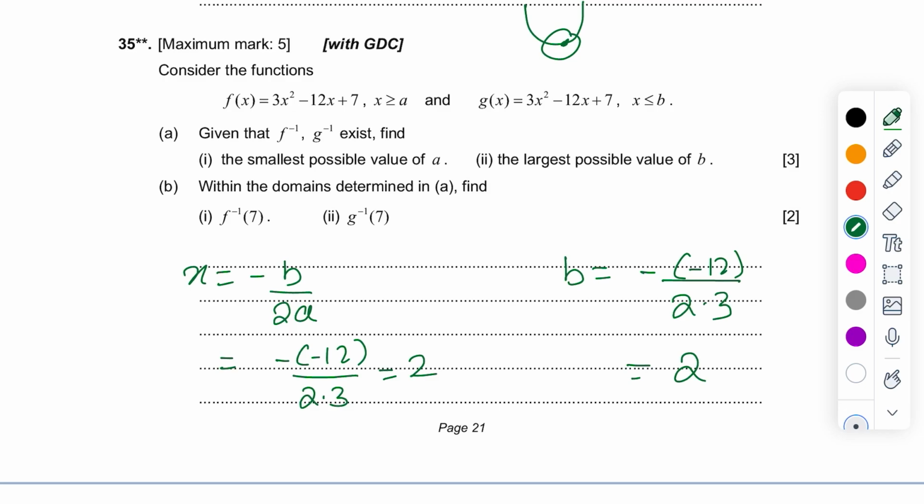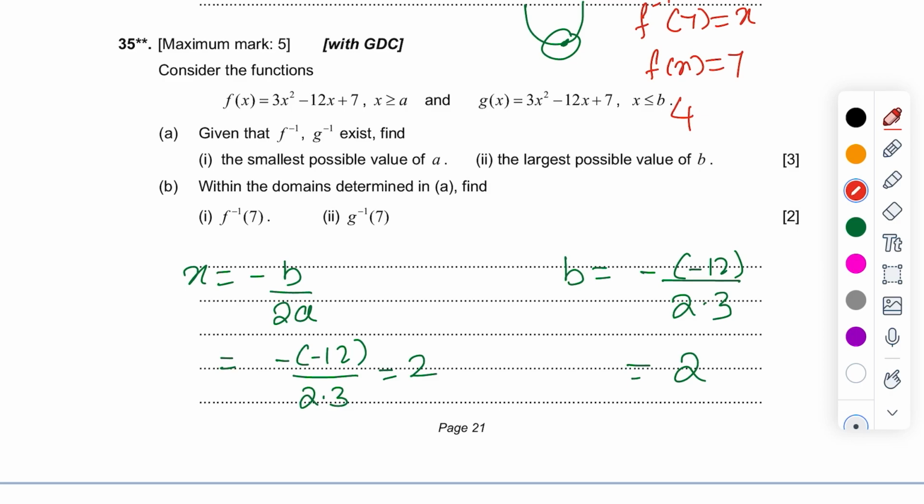Write down, within the domains determined in A, f inverse of 7. So what am I going to do? f inverse of 7 equals x, so f of x equals 7. Use a GDC and check when I get 7. Draw the graph on the GDC and check when I get 7 on the graph.